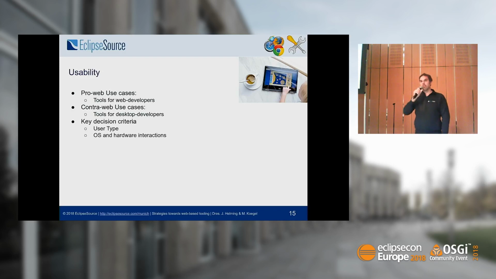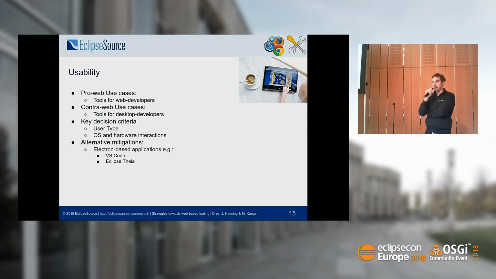If you have a lot of operating system and hardware interaction, desktop has an advantage. Alternative mitigations, and that's happening a lot at the moment, is to use web technologies but deploy them as a desktop technology, as for example done by Visual Studio Code and Eclipse Theia in Electron.